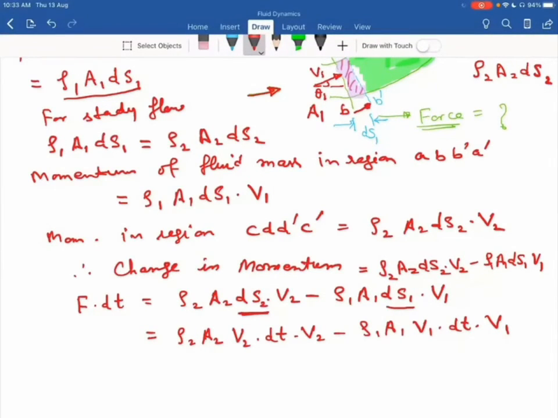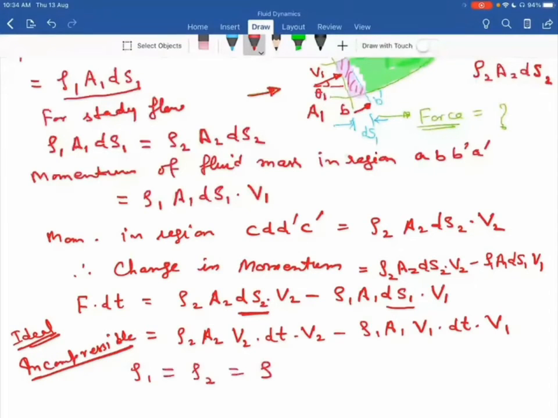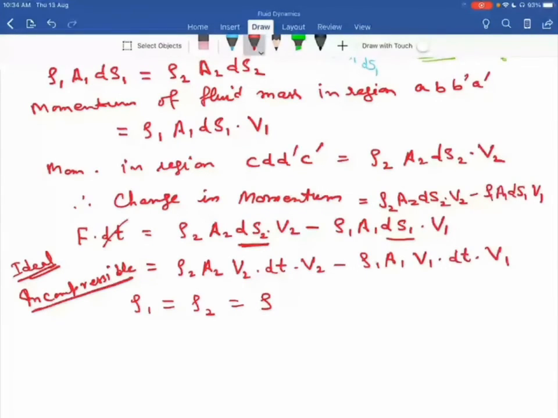Okay? Now, if the fluid is incompressible, I put one more assumption here. Fluid is incompressible और ideal भी है fluid तभी आप कह सकते हो क्योंकि हम viscous force consider नहीं कर रहे और incompressible भी अगर आपके पास fluid है तो क्या होगा rho 1 density equal to rho 2 equal to rho. ठीक है तो अब इस इक्वेशन को अगर आप दोबारा देखो so your dt term cancels out. F you can write as, now density common take it out, rho 1 equal to rho 2 that is rho. ठीक है now A1 V1 equal to A2 V2.